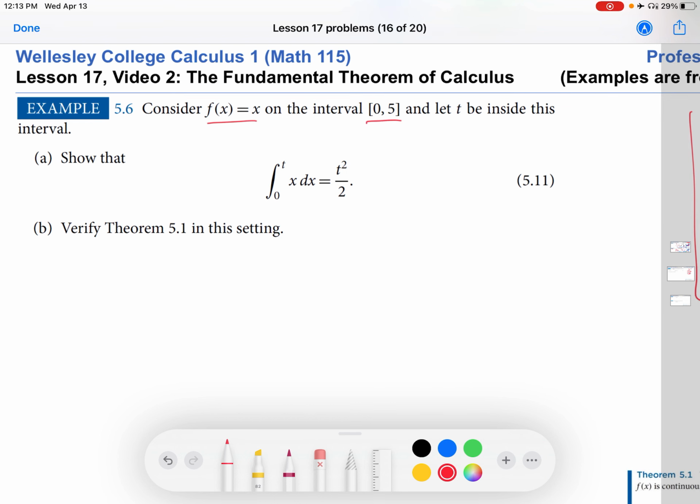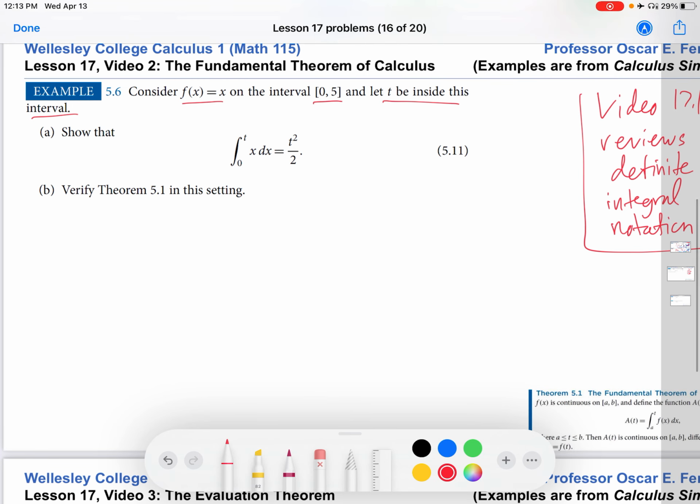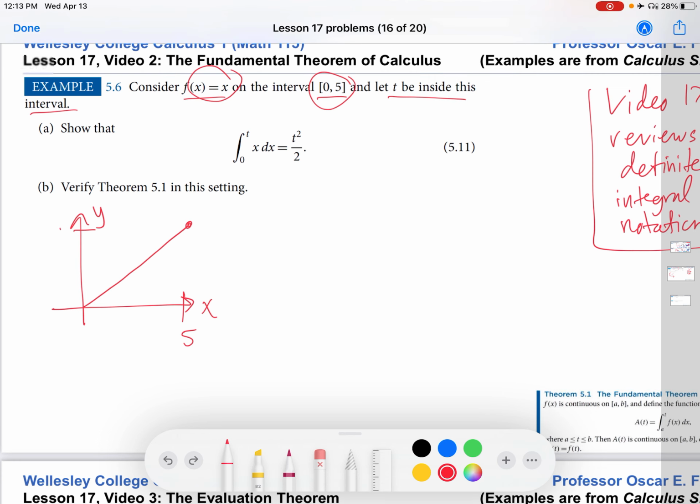to 5, and let t be inside this interval. Okay, so let's just draw a little graph for ourselves so we know what's going on. We can visualize it. So y equals x, there we go. And then from 0 to 5, so this is x equals 5. This would be 25. Oh, never mind. That would be 5. I was thinking about a different slope function. So that's y equals x. And then t is inside this interval. So t is maybe somewhere over here. All right, so that's all the setup we're given.